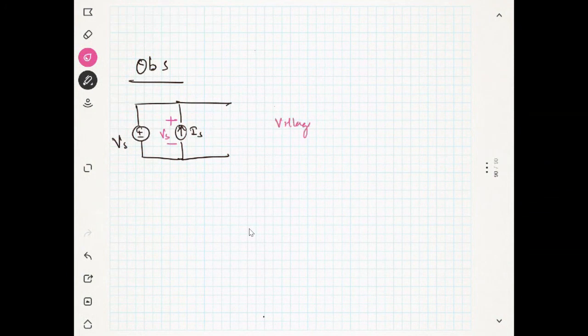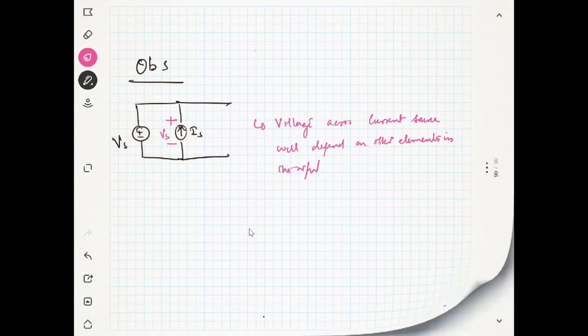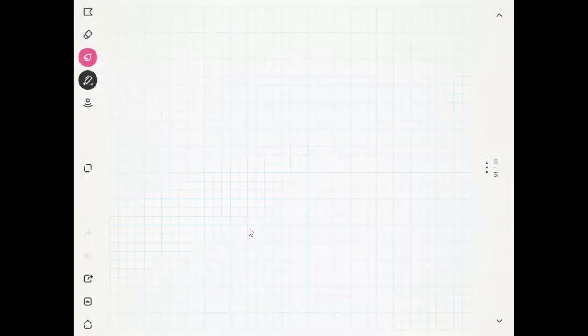So the voltage across the current source can be anything, it depends on other elements in the network. Okay, this is a very, very important point. Similarly, the current through the voltage source also will depend upon other elements.